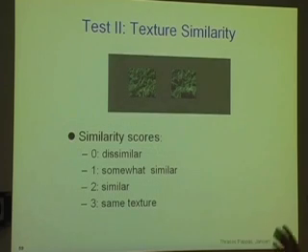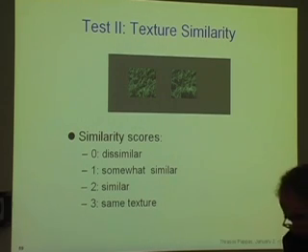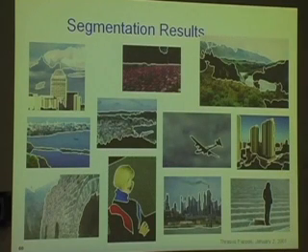And then we showed them textures and said, again, tell us, are these similar textures or not? And there were four options there. And then we did statistical analysis and set the thresholds. So here are more results.